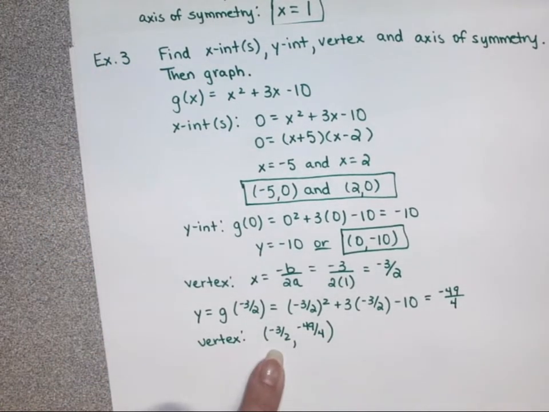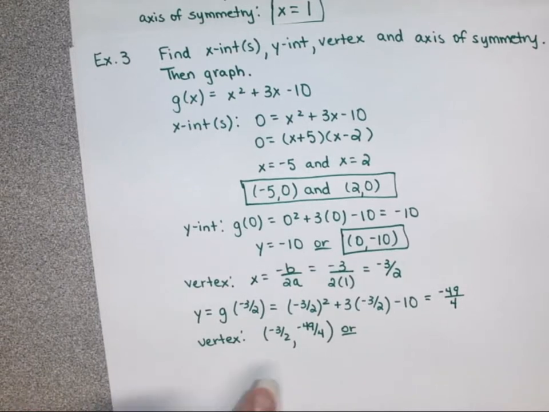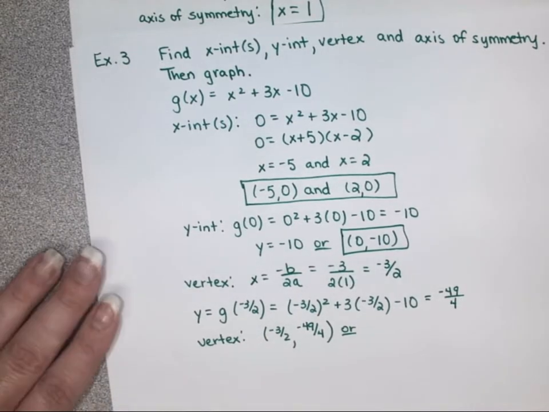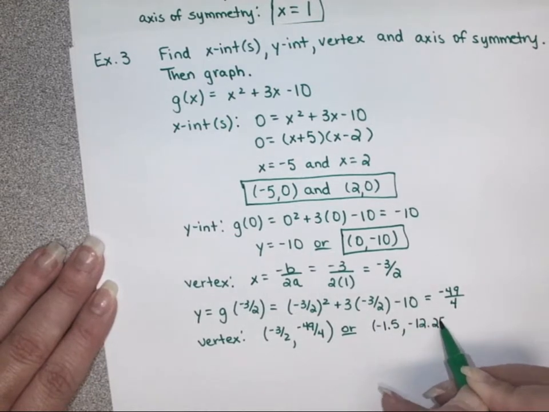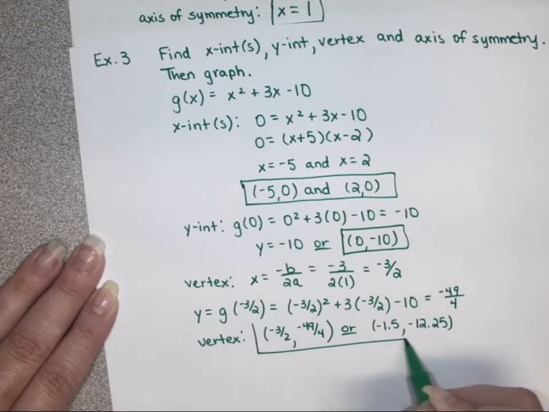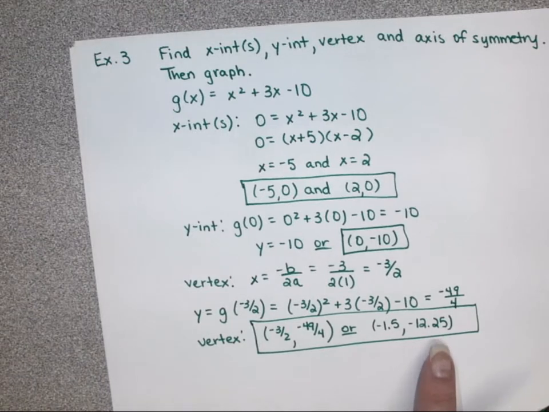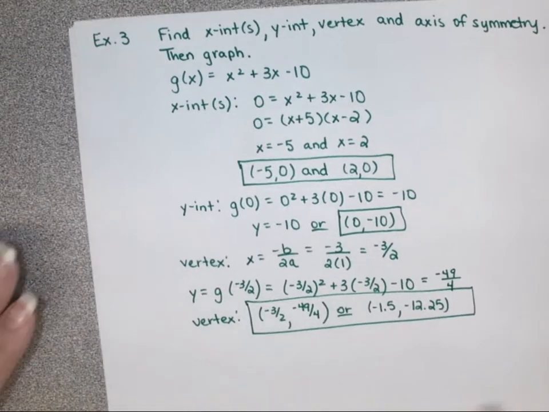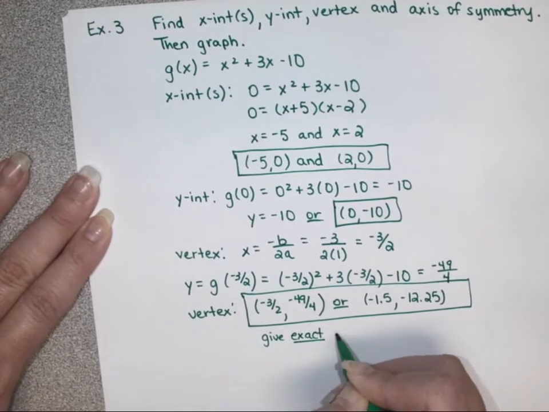But is that going to be super helpful when you're trying to graph this guy? Not as much, right? So we also can look at the decimal form, and your calculator can give you that too. You just do top divided by bottom, and it'll give you a decimal. So this works out to be -1.5 comma -12.25. So I'm going to circle both of these forms. To be honest, I'd prefer the fraction form if all you're doing is finding the vertex itself, if you're not graphing. But if you're graphing, you're going to want that decimal form so that you can make sense of it all. But in the end, just make sure that you give what I call exact answers.